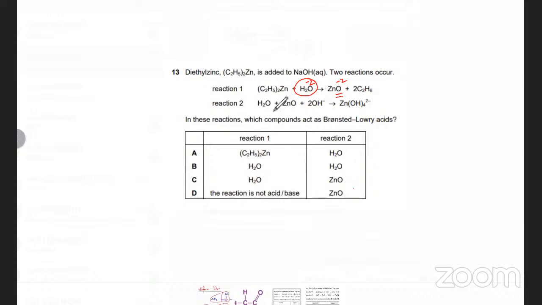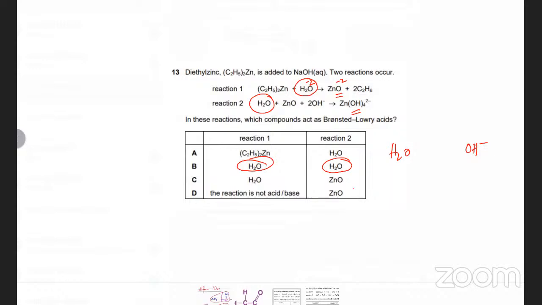And over here as well, there's water, and on the other side there are OH ions. So water is turning into OH ions. How does it do that? By losing an H+1. So over here, it's also acting as an acid. So in both cases, water is the one acting as an acid because it's losing H+1 ions. Is that clear?